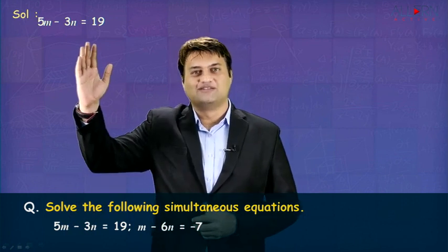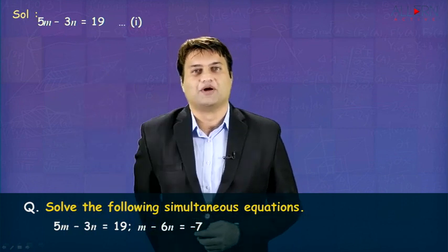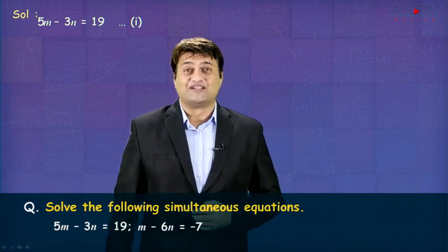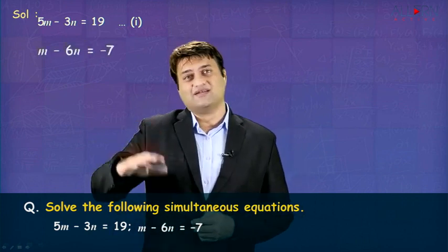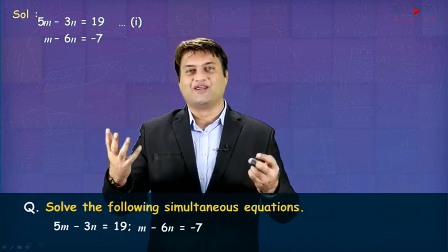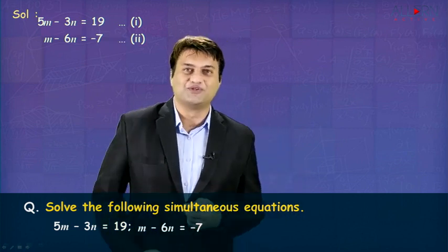Let's take the first equation, that's 5m minus 3n is equal to 19. The equation is in the required form. Let this be equation number 1. The second equation is m minus 6n is equal to minus 7, in the required form. Let this be equation number 2.